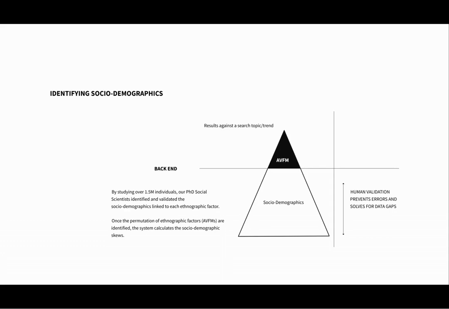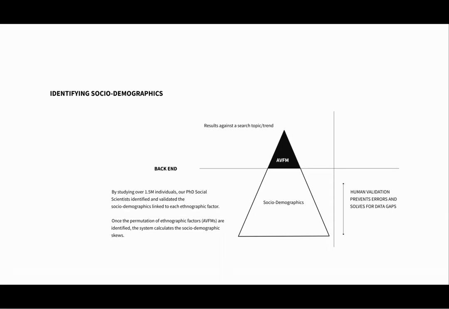The second step, of course, in that equation is once we have these ethnographic factors, we also have the relative strength of these ethnographic factors. We then have to determine and calculate the sociodemographics behind that particular topic. Now, this is where we used a lot of human intervention in order to fix some of the ongoing problems that we all experience with data collection on the internet. As you know, or probably have experienced yourself, metadata is quite limited and quite disorganized on the internet.